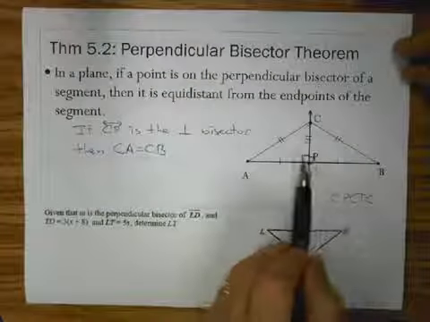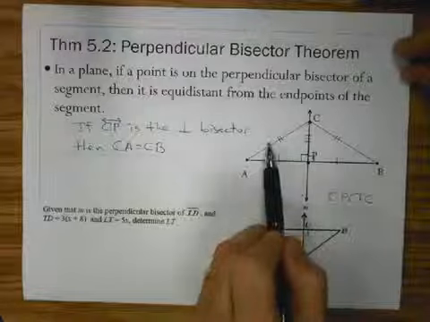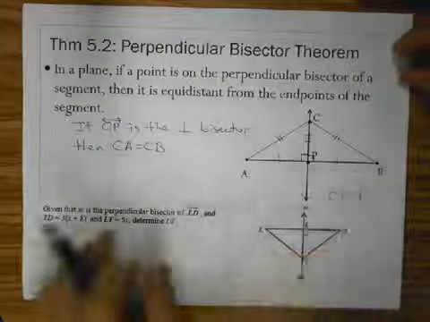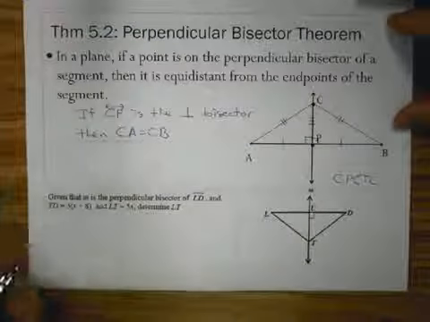Furthermore, if we look at this line CP here, it's almost like a mirror image of these two congruent triangles. So if I knew this value, CA, it would be the same for CB. PA would be the same as PB.